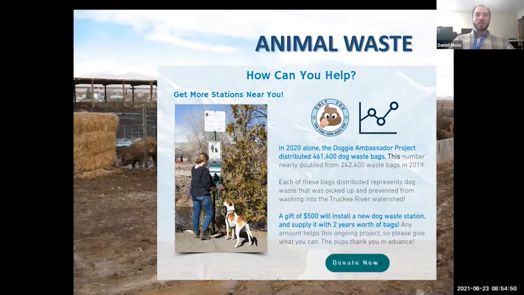I hope you all know where your local dog bag station is, because in reality, dog waste, the fecal coliform from that, is a significant pollutant to local creeks and rivers, local creeks that flow into rivers. So that's a big part of what we're protecting from.